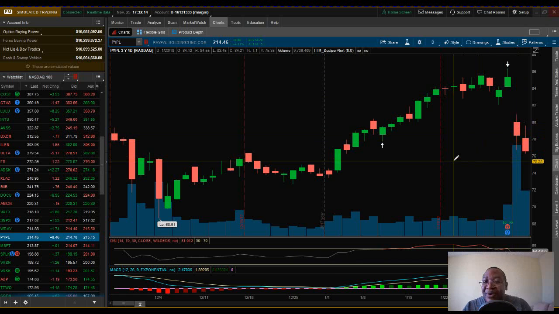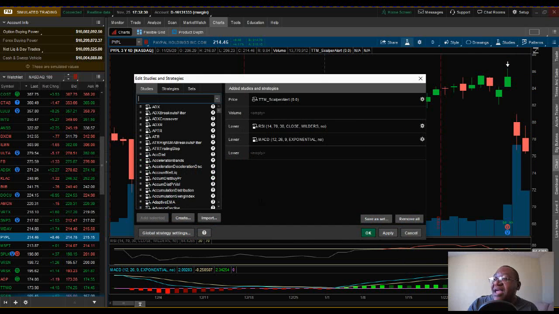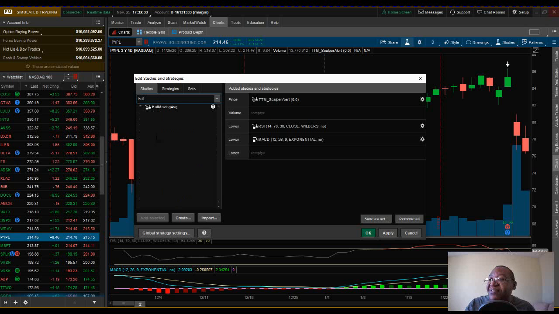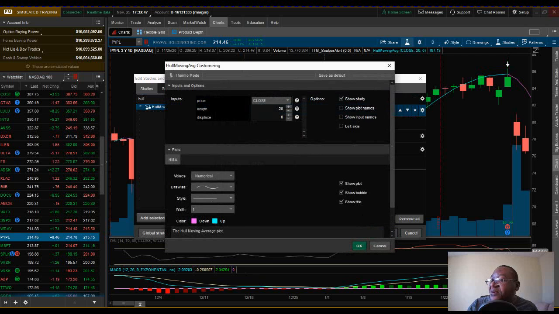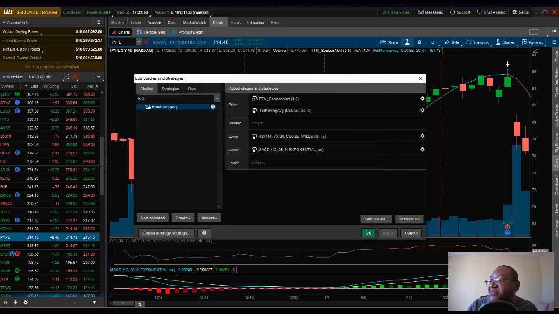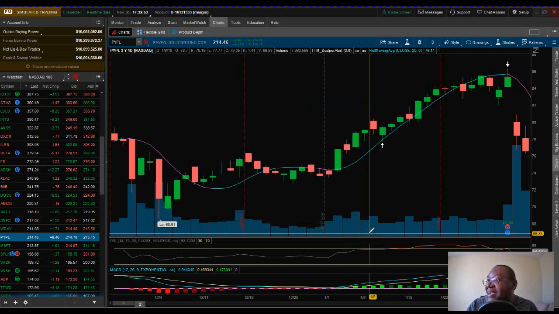So now what we're going to do is add 2 Hull moving averages to the setup that we have here. In order to do that, let's go to our Edit Studies button. Here we're just going to type in Hull. Bam, and as you can see, it's already set up as a 20 Hull moving average. I'm going to hit apply. Take a look here. Let's just do it as it is right here.